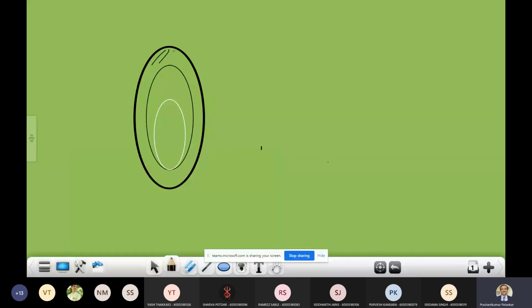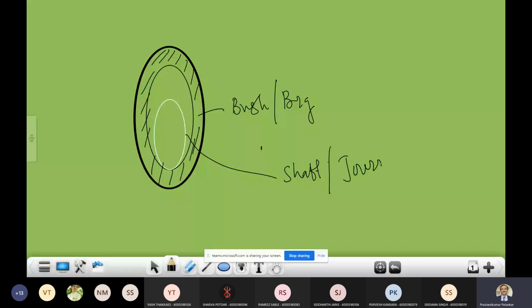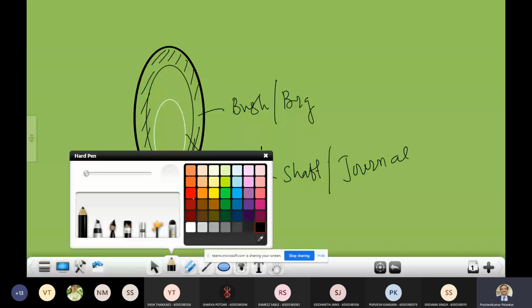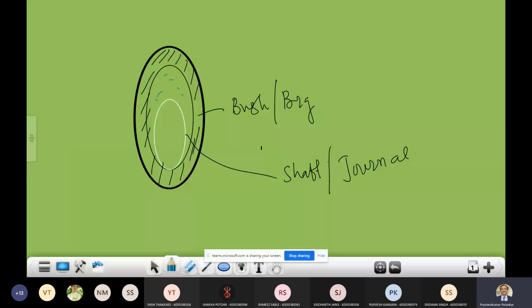So this outer one, the hatched portion, that is your bearing. Yeah, that is your bush. Okay, that is your bearing. And this white colored ellipse that I am showing indicates your shaft, which is also known as your journal. Now see here, this particular waist shaped space, we are going to fill with the lube oil.